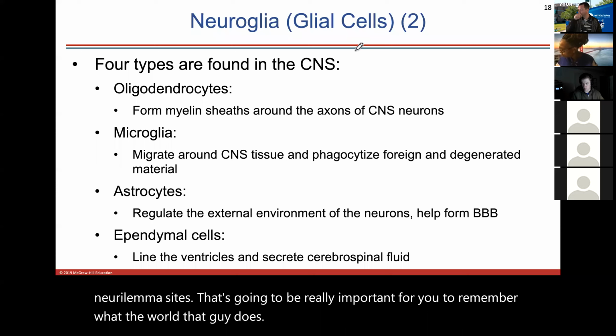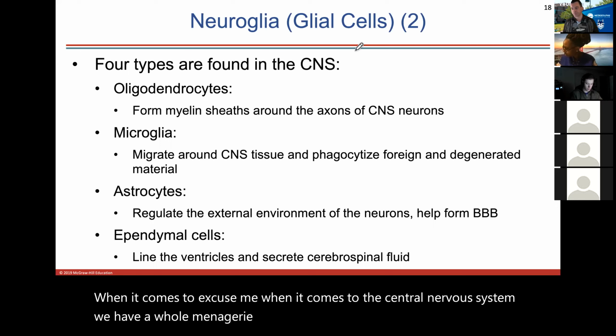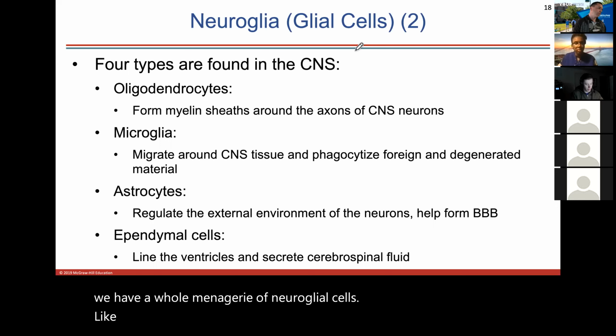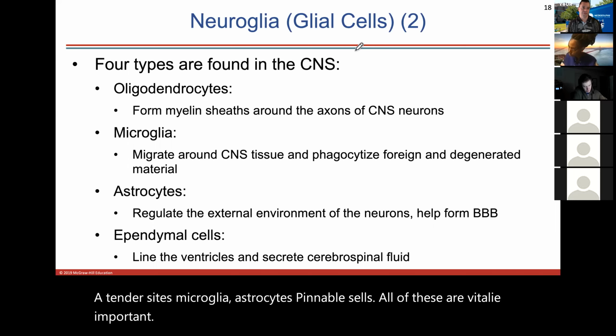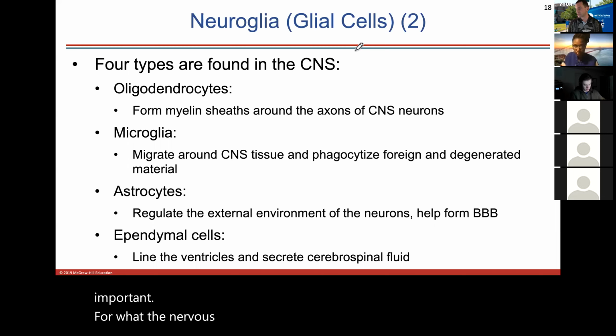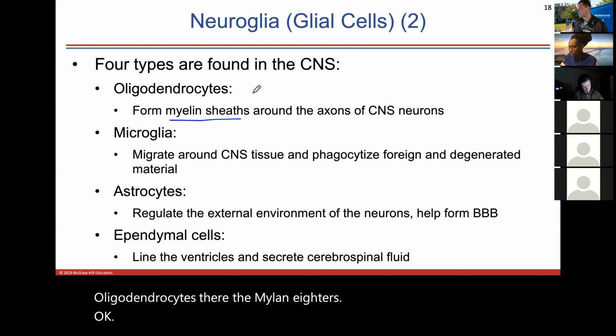When it comes to the central nervous system, we have a whole menagerie of neuroglial cells. Oligodendrocytes, microglia, astrocytes, ependymal cells. All of these are vitally important for what the nervous system is allowed to do. Oligodendrocytes, they're the myelinators. They are the myelinators.